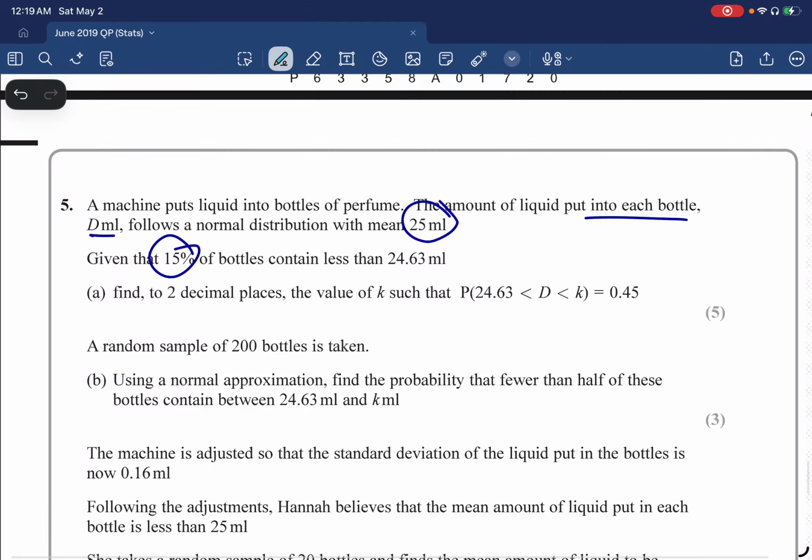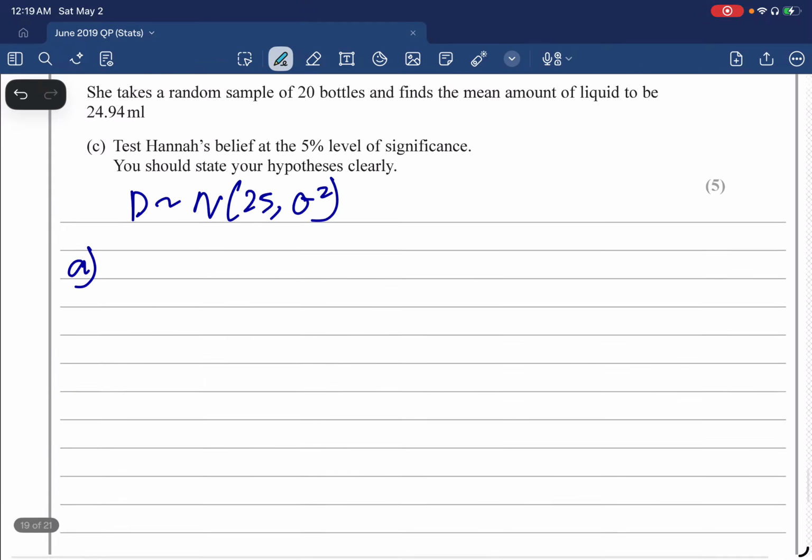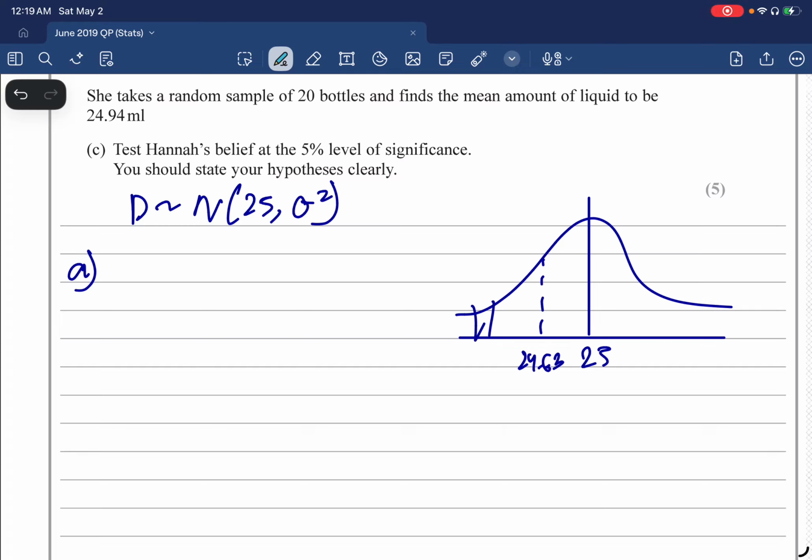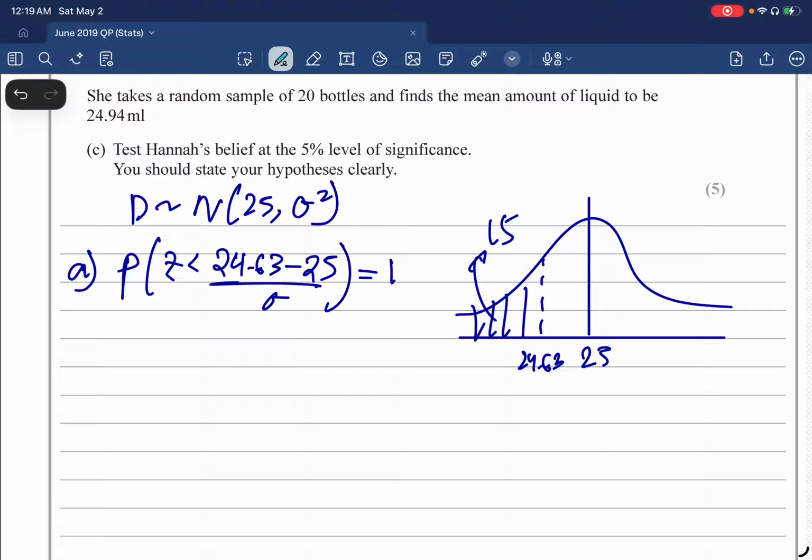Given that 15% of the bottles are less than 24.63. Now, if we were to demonstrate this on a little bell curve, this is how it's going to look like. 25, 24.63, and it's less than 15%. So this is 15%. So all you're going to say is that the probability that Z is less than (24.63 minus 25) over sigma is equal to 15%.